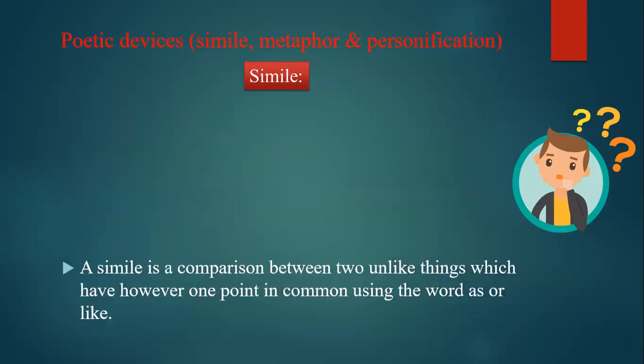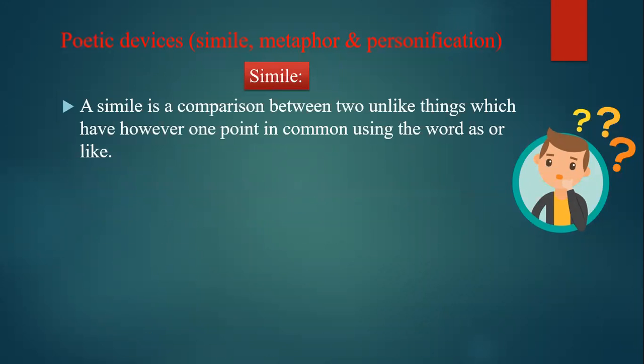Okay. Basically, a simile is a comparison between two unlike things, which have, however, one point in common, using the word as or like. Okay. For example, as soft as fur. Here the common point is softness. And delicate like flowers. So we can say that her lips are delicate like flowers. So the common point in flowers and lips is delicacy. And we are comparing both things by using as or like.